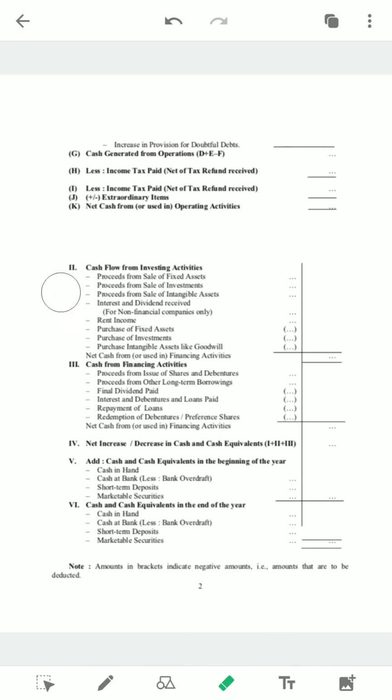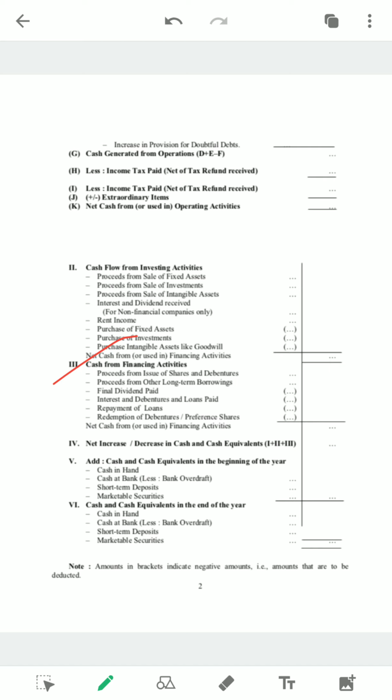So what is the meaning of cash flow from financing activities? Financing activities relate to capital, loans, etc. Now, there are two ways of dealing with this capital. One is issue, another is repayment. Repayment means redemption. Redemption means you are paying the money.